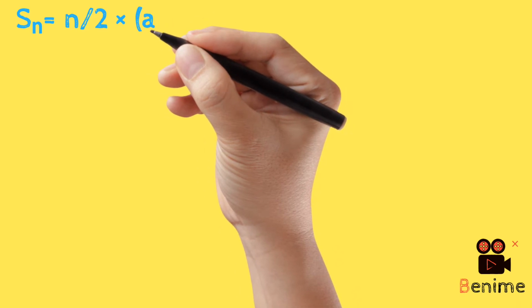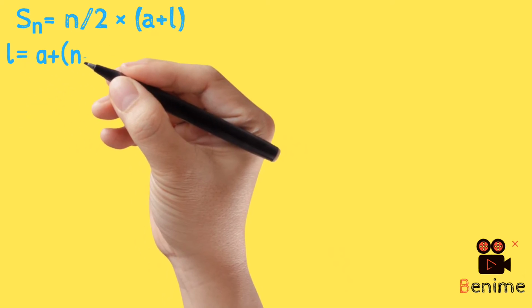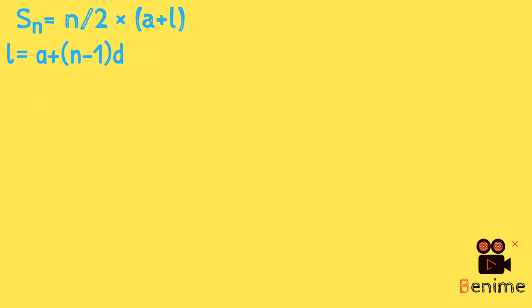So in that case, the formula to get your last term, from the previous video, is a plus open bracket n minus 1 close bracket d. In this case, n is the number of terms and d is the common difference. So that's the formula to get your last term: L is equal to a plus open bracket n minus 1 close bracket d.